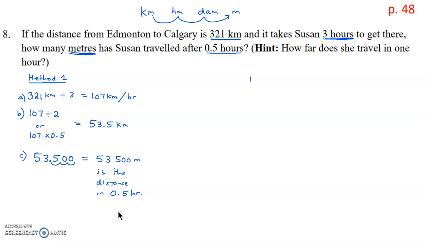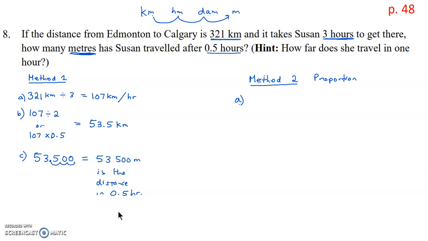I'm going to show you a second method, and this is a great method to use that goes back to our module 3, which is a proportion. This kind of question is perfect for setting up a proportion because it's a comparison of time. 321 kilometers for 3 hours, so how many kilometers for half an hour? And that's how I'm going to set up my proportion.